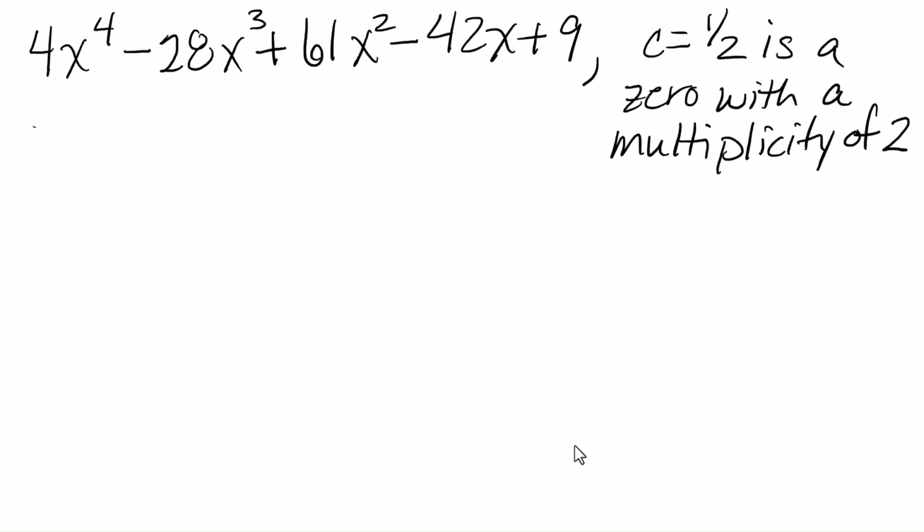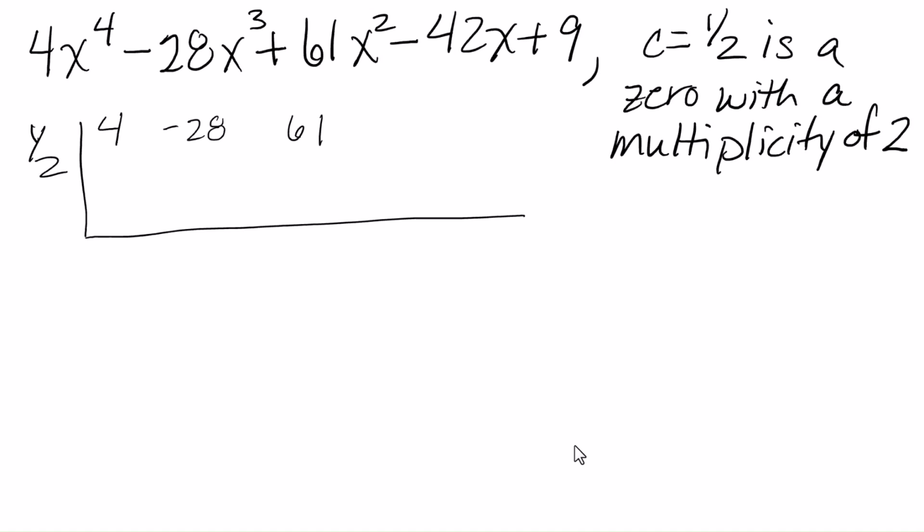Setting up our synthetic division, we only use the coefficients of our polynomial. If we have a missing term, we would fill in with 0, but we do not have a missing term in this situation. Starting off, we bring down the first term, and then we multiply. 1/2 times 4 is 2. Remember, with synthetic division, you are adding, not subtracting. Negative 28 plus 2 gives me negative 26.